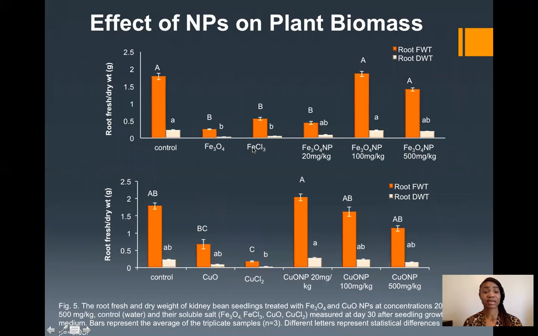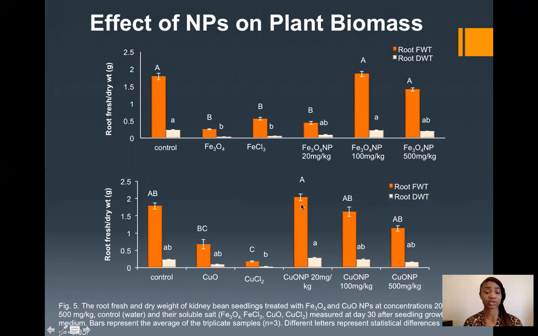This graph shows the effect of nanoparticles on plant biomass. In the first graph, we are looking at the effect of iron 3 oxide nanoparticle on the root fresh and dry weight. And we see that the soluble metal of iron 3 oxide and iron 3 chloride reduce the fresh weight of the plant roots, while the root's fresh weight increased as the concentration of iron 3 oxide nanoparticle increased.